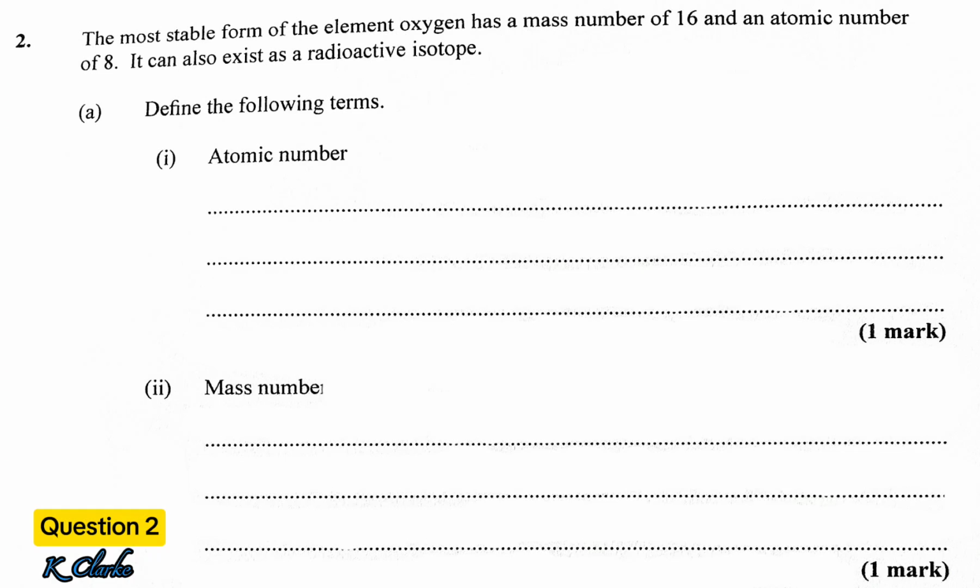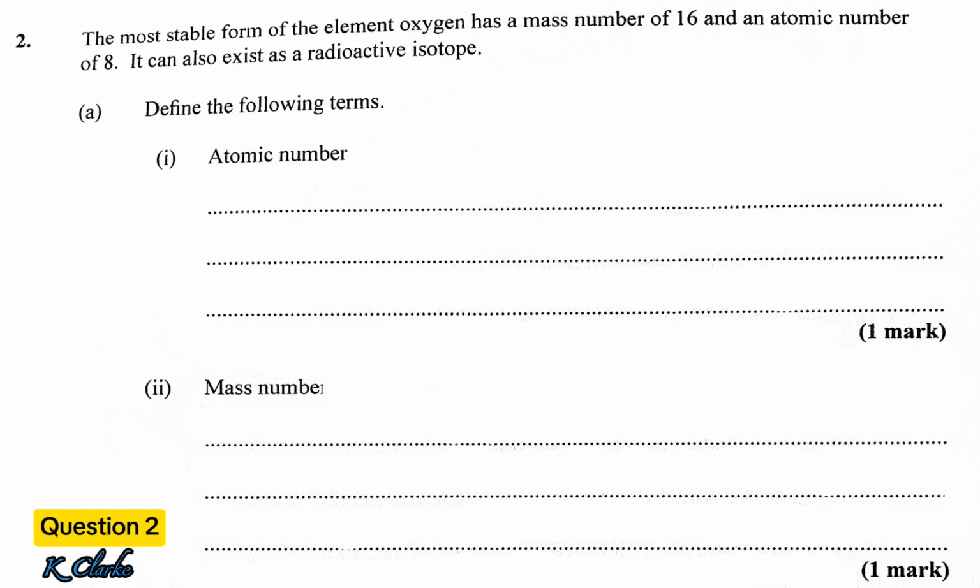Number 2. The most stable form of the element oxygen has a mass number of 16 and an atomic number of 8. It can also exist as a radioactive isotope. A. Define the following terms.